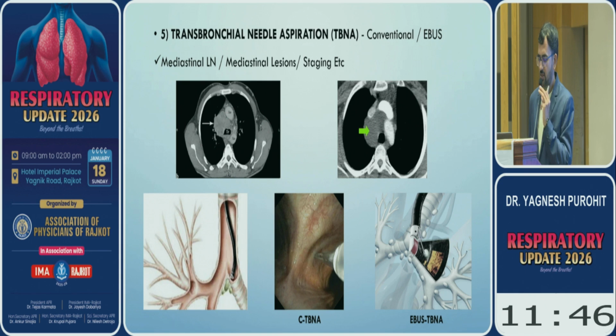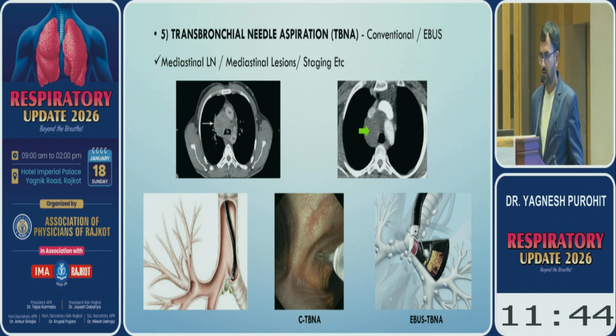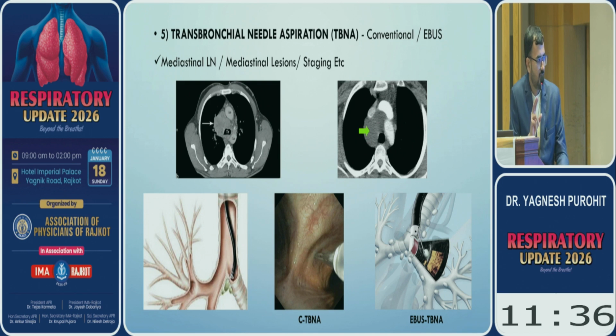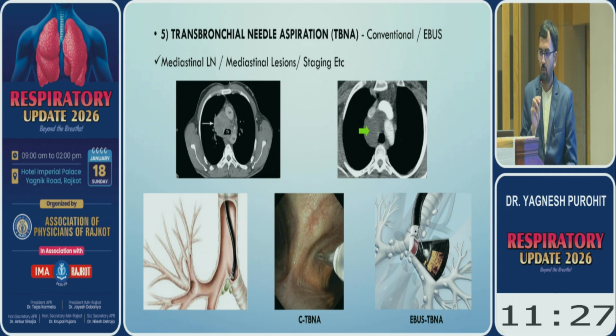We generally pass the scope in the airways. We go towards the lesion and we put a needle through the bronchus and can take a sample. While in the conventional, we do it blindly, just like shown in the last image, conventional TBNA. While in EBUS, there is a separate bronchoscope which has an ultrasound probe with it, and we can see the ultrasonographic view of the surrounding structures, and we can sample it under vision.